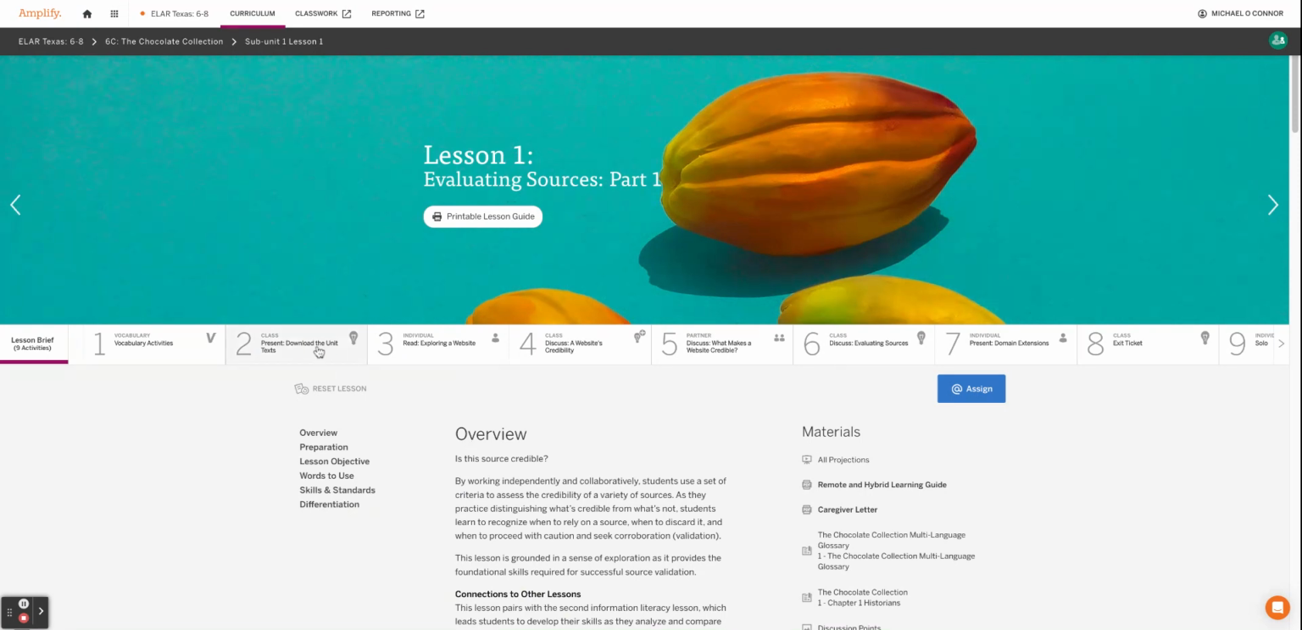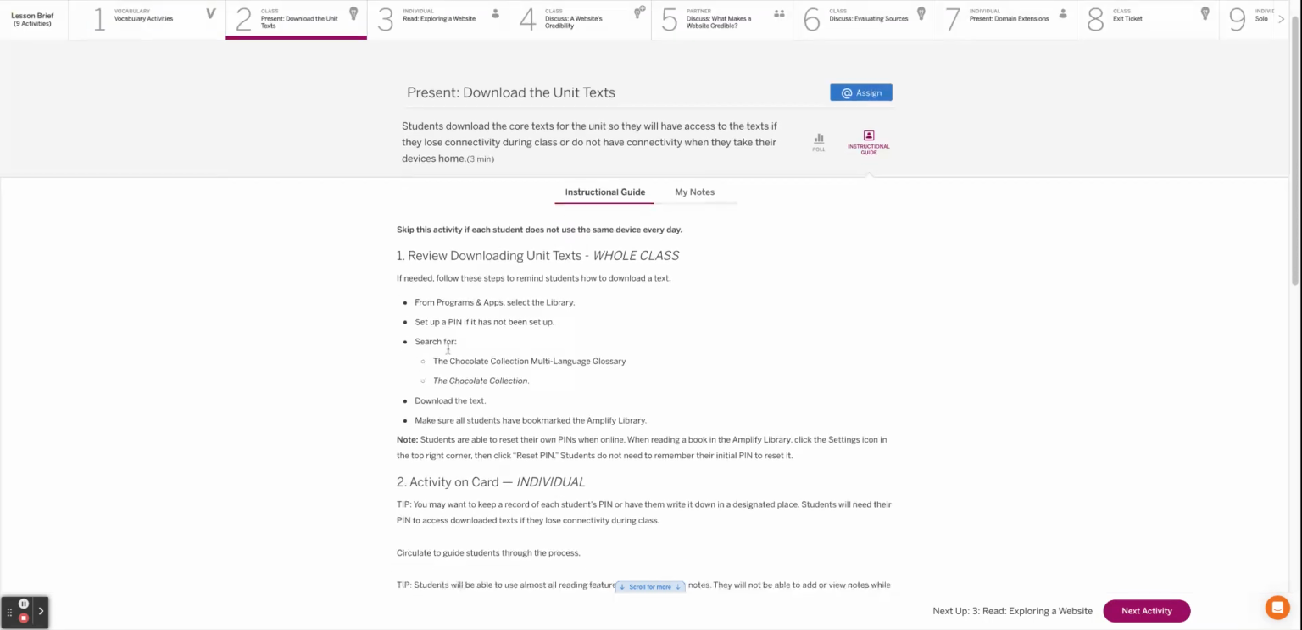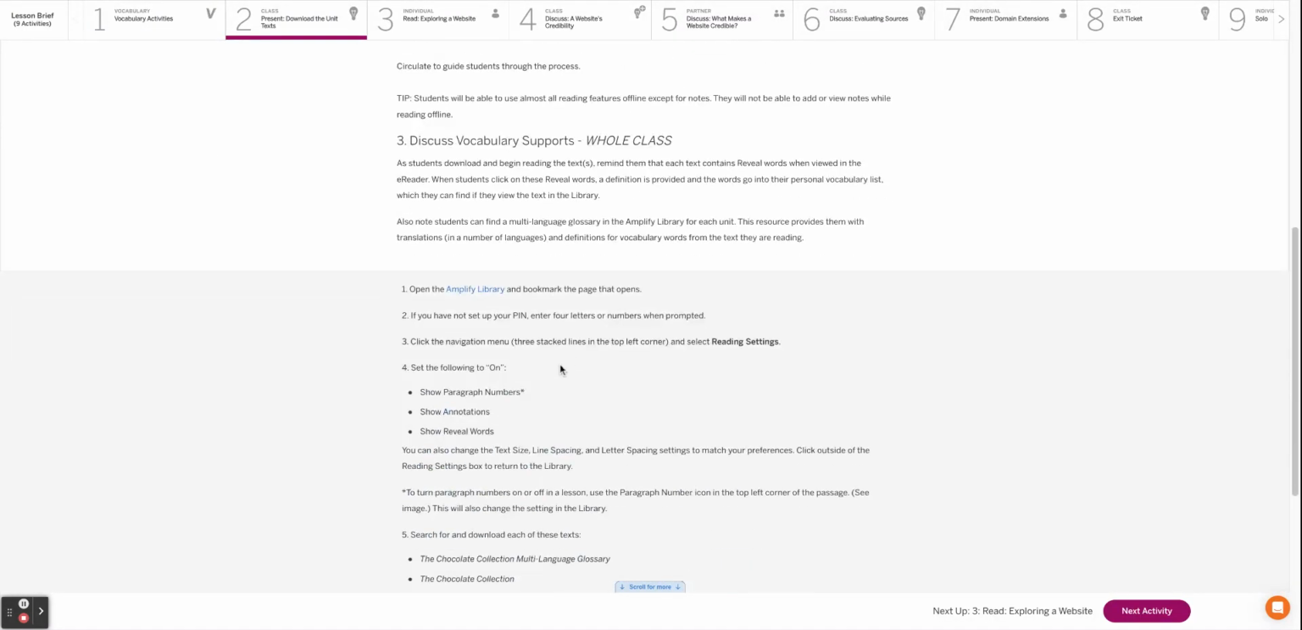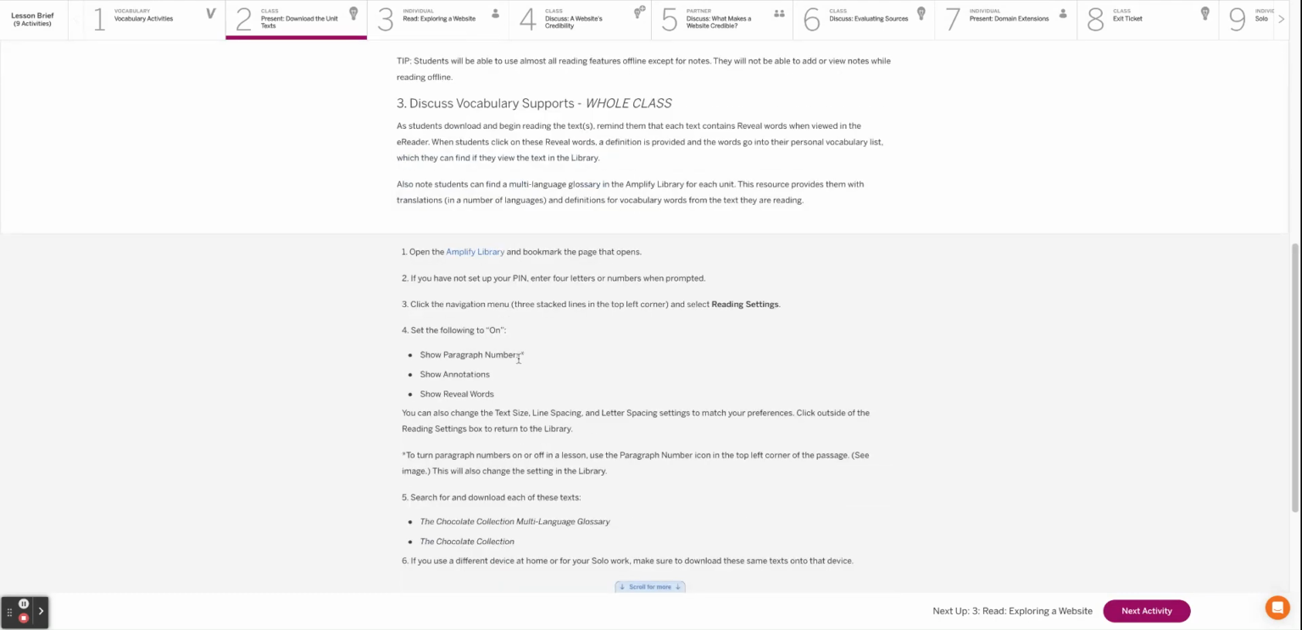So make sure you download your texts first. You're going to need to go to the library and you've got some texts to download. All your information is right here. You are looking at the chocolate collection, multi-language glossary, and of course, the corresponding text, the chocolate collection. Type those into the search bar in your library, which you can access with this link right here.